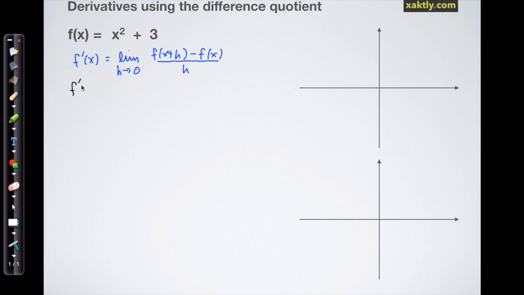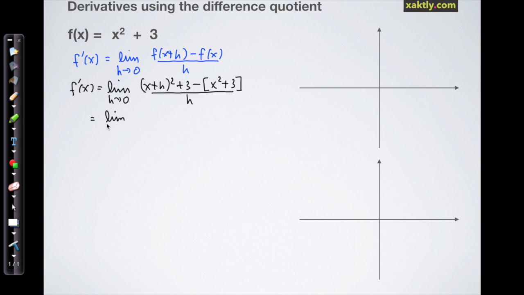So we end up with the starting difference quotient, f prime of x is equal to the limit as h goes to 0 of (x plus h) squared plus 3. And then we subtract the function itself, x squared plus 3. Remember to use these brackets because that negative sign needs to distribute amongst both of those terms.